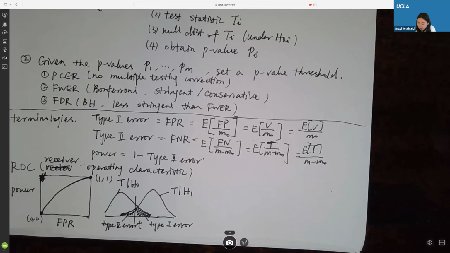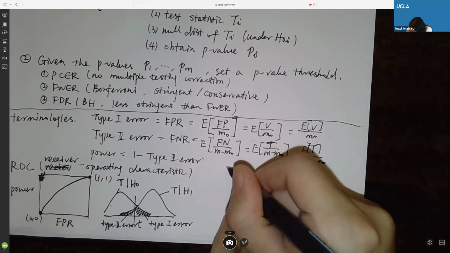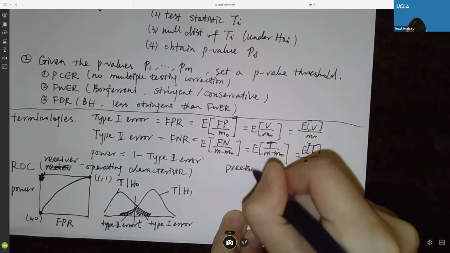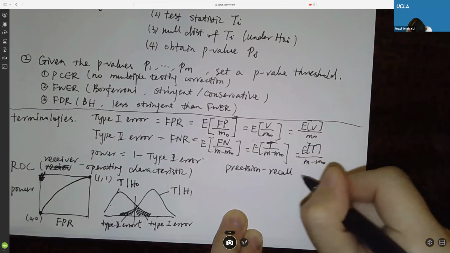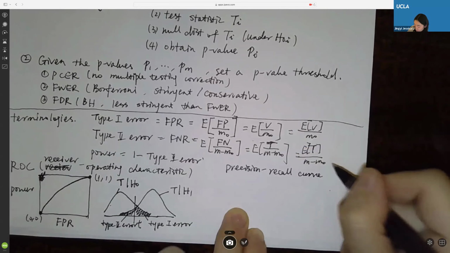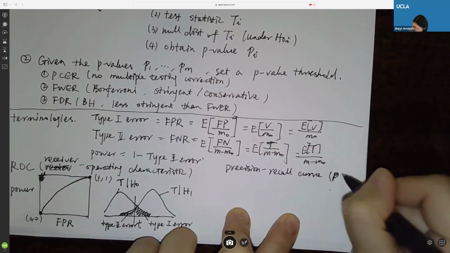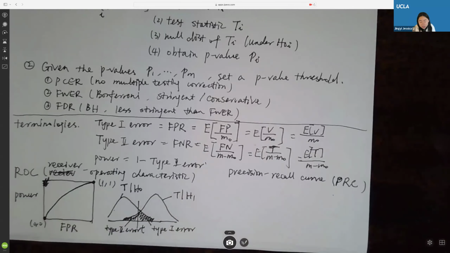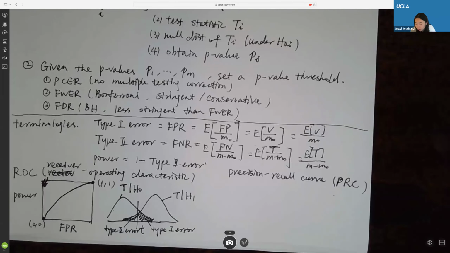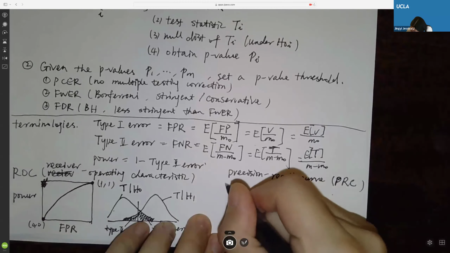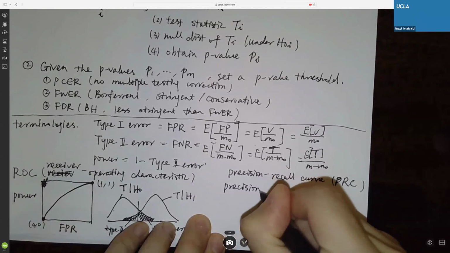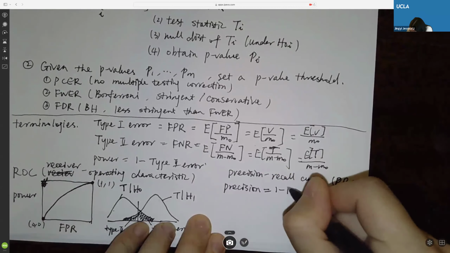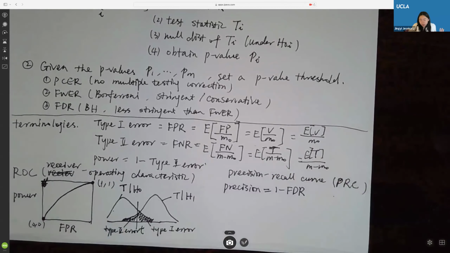Okay. And this is the ROC curve. Another thing we usually do is called the precision recall curve. People sometimes call this PRC. Precision is closely related to FDR. Basically, precision is very similar to 1 minus FDR. Even though I'm ignoring a little bit of formality here, because FDR is an expected ratio, but precision is a ratio without expectation.